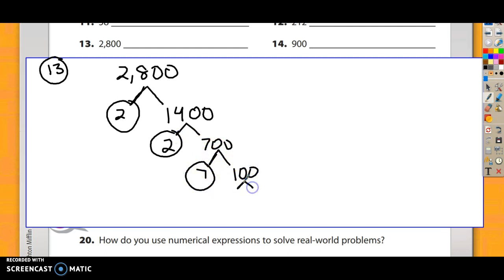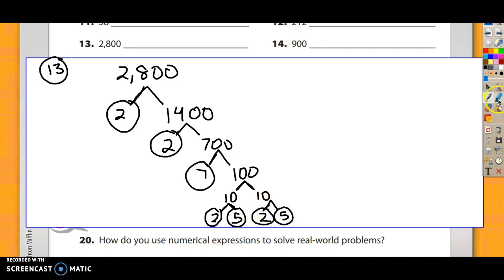And 100 could be, I could either do 10 times 10, which is a good one. But with 10 times 10, neither of those are prime. That's okay though, because watch how easy I can make them prime. 10 is going to be 2 times 5, both of which are prime. And 2 times 5, both of which are prime. So I've got my prime factorization. Now let's just check that I got them all.